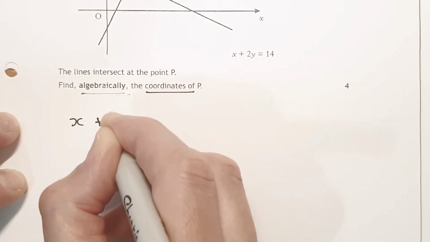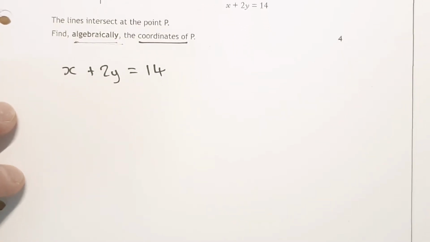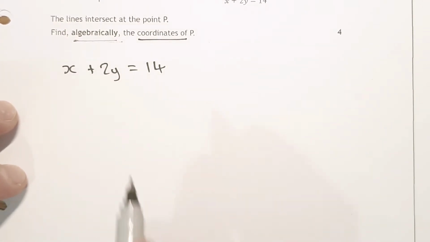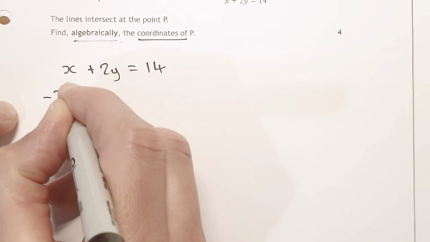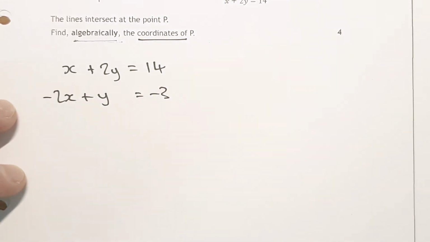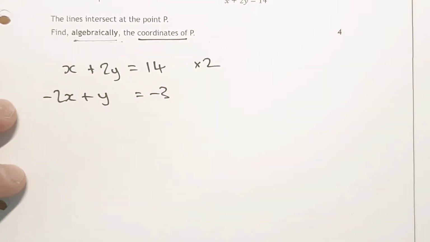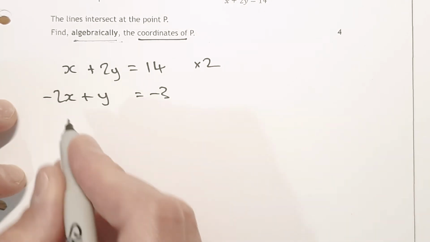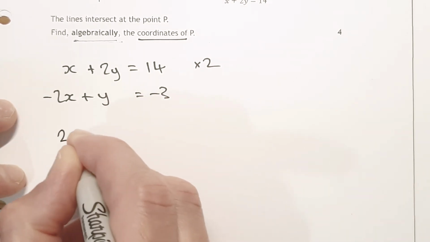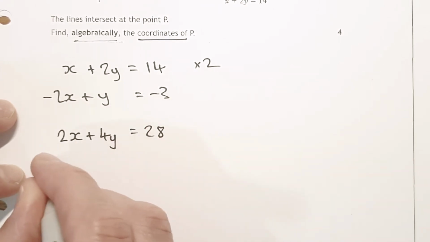Now you can use substitution as well to solve it, but the majority of you will probably be happier doing it using elimination. So we can eliminate either the x terms or the y terms. I'm going to eliminate the x terms, so I'm going to multiply this first equation by 2. So the second one's not going to change at all, so the first equation is going to become 2x plus 4y equals 28. Second one stays as it is.